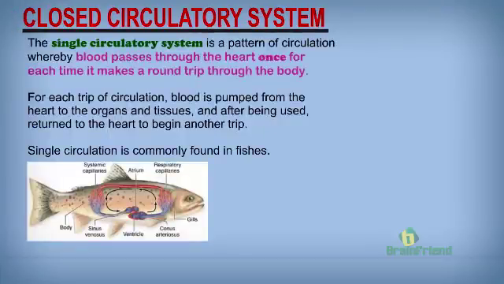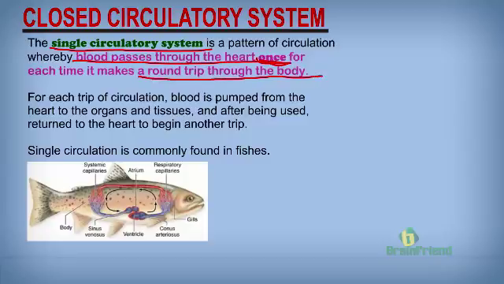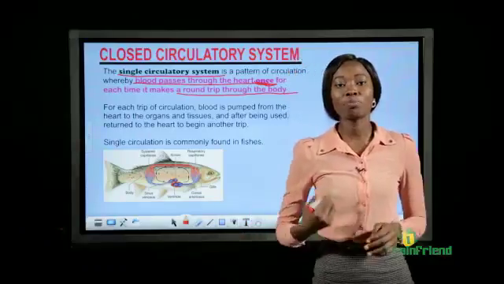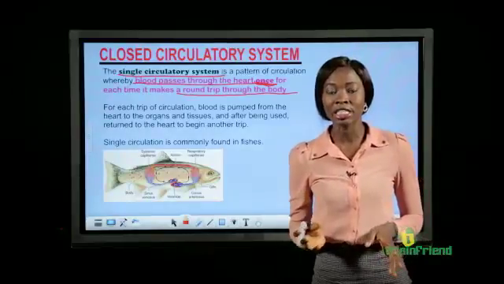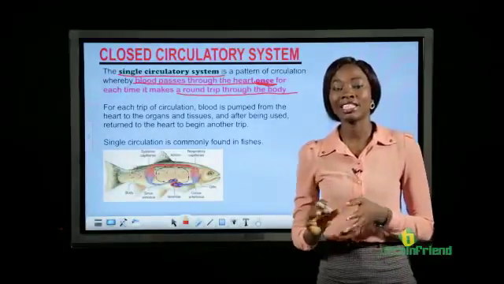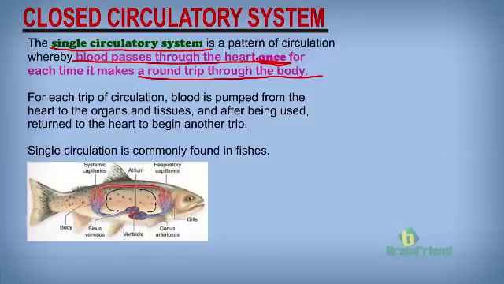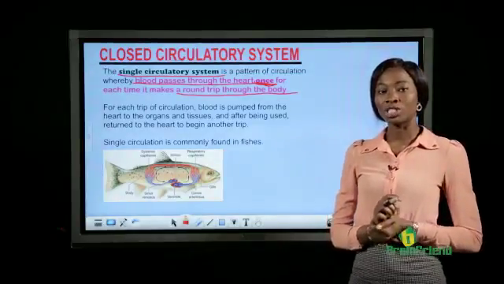The first is the single closed circulatory system. This is simply a pattern of circulation whereby blood passes through the heart once. The emphasis here is once. It passes through the heart once for each round trip through the body. What this means is that the heart always pumps blood through the body continuously. And the mechanism is this: the oxygenated blood enters the heart, gets mixed up with oxygen, and circulates all over the body.